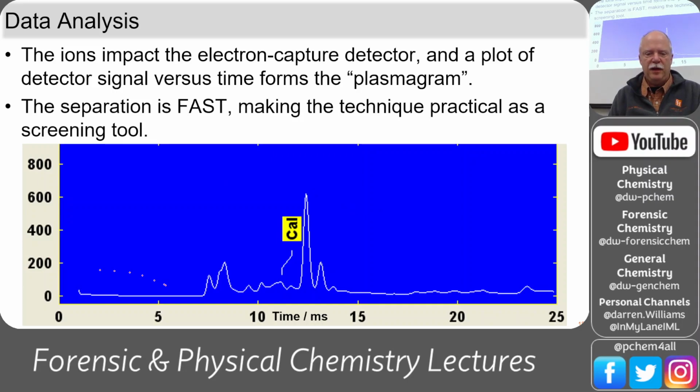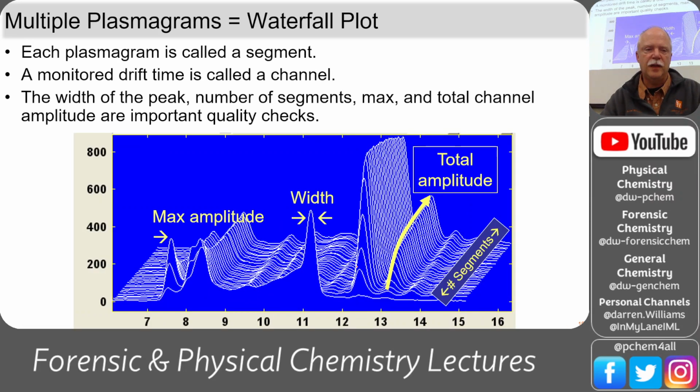So this is the time in milliseconds. So notice a full scan only takes 20 to 25 milliseconds. So it's really fast. So you can do this over and over again and get lots of scans in a given second. So this is what they call a waterfall plot. It's a lot of plasmagrams put on top of each other. So each one of those is called a segment. You see number of segments here.